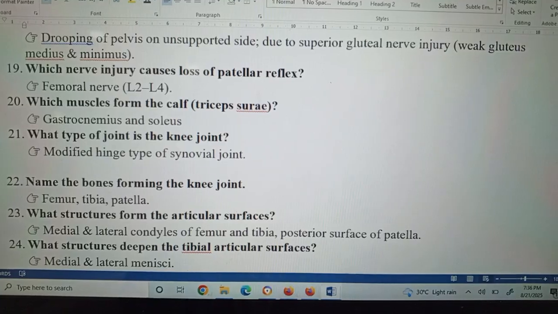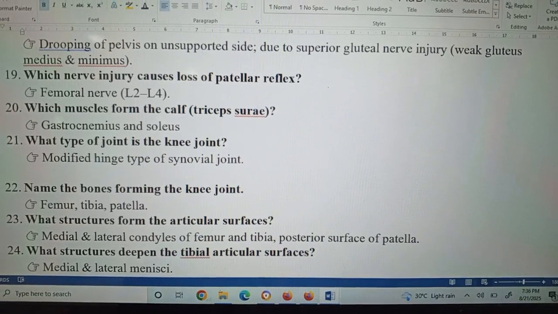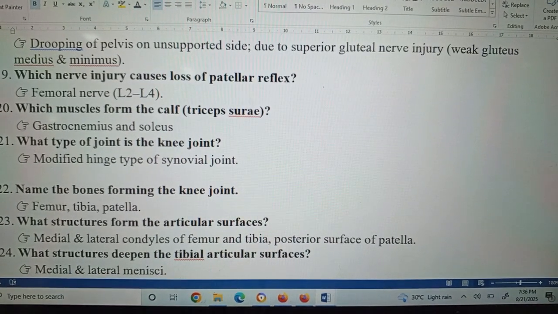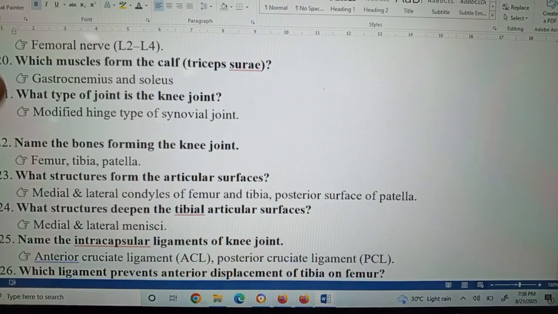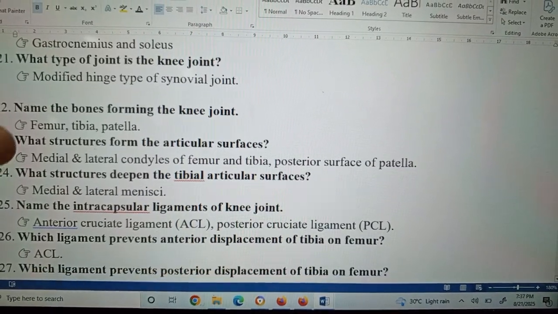What structures form the articular surfaces? The medial and lateral condyles of the femur and tibia, and the posterior surface of the patella.